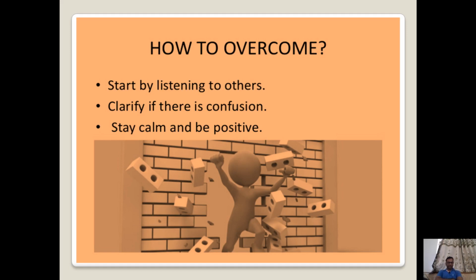Clarify if there is confusion. See, without knowing the proper content of a particular discussion, we reach a conclusion. That is the biggest mistake we all do. So you need to clarify the confusion, for what cause, for what reason the confusion arises or is created. You should clarify that. Then the obstacles will be removed and your communication will be effective.